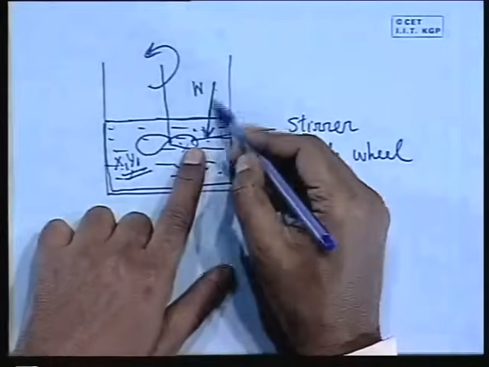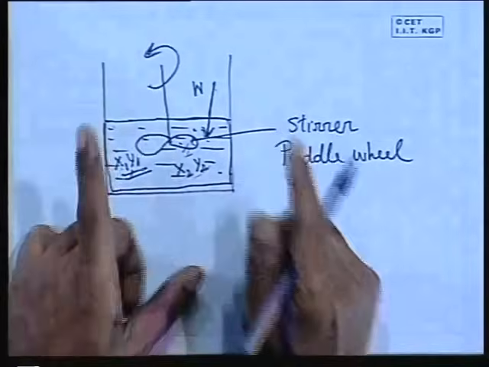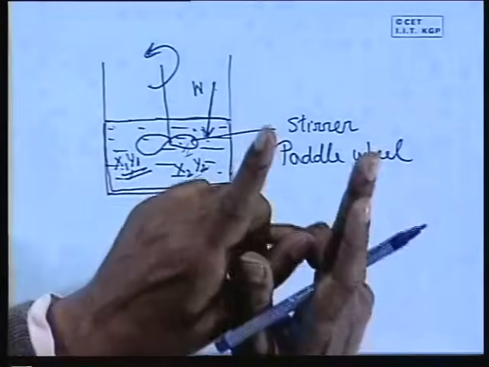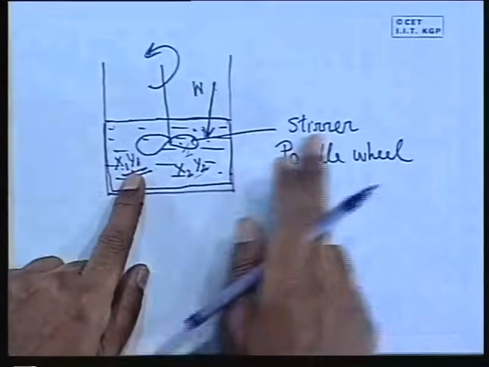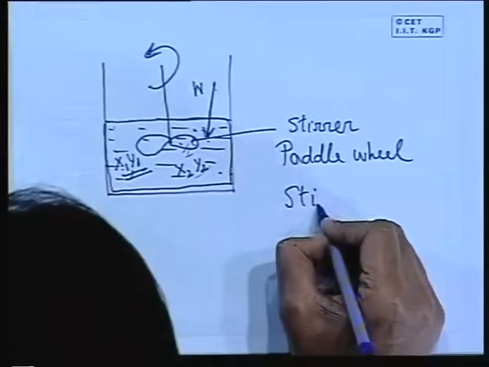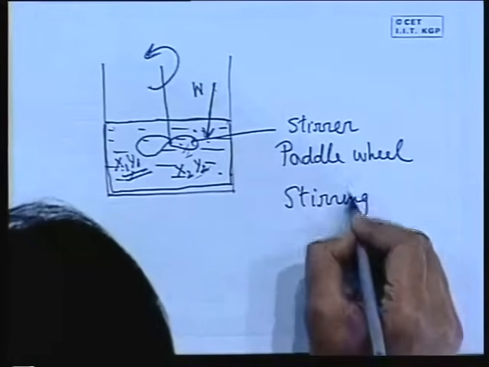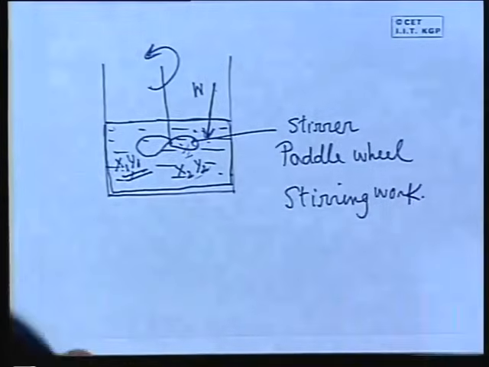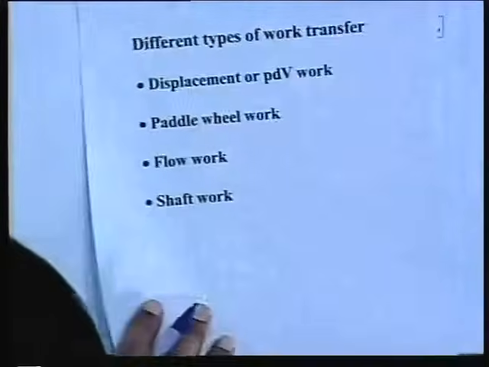So this is a kind of work transfer which is irreversible work transfer. Irreversible means it is dissipative in nature, and here friction is the agent for transferring the work. This is known as paddle wheel work or stirrer work, sometimes stirring work. These terminologies are important. When you are solving problems, you will see some paddle wheel work amounts. So this is paddle wheel work.